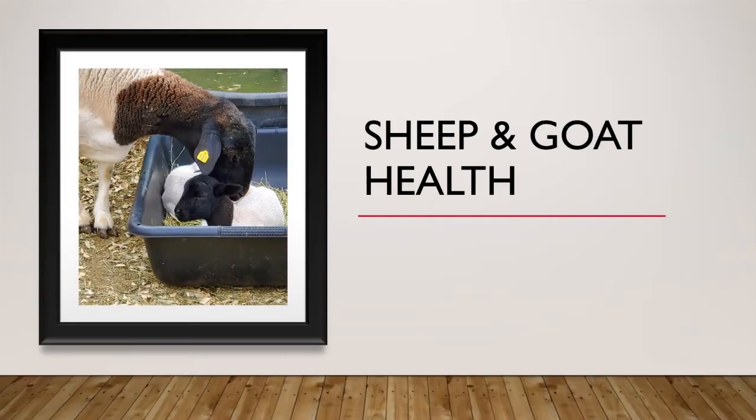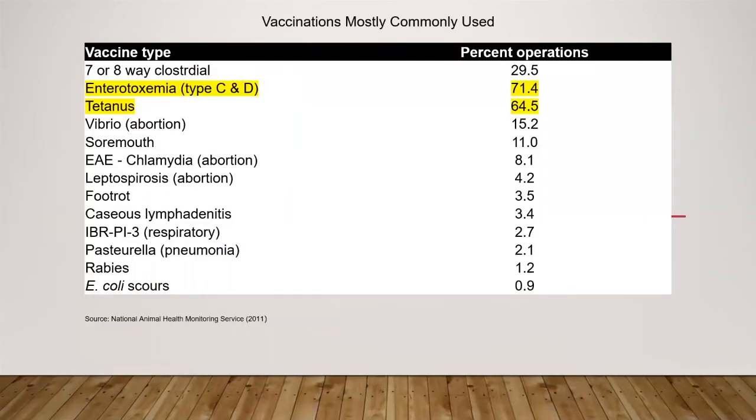Continuing on with our sheep and goat health discussion. After we've talked about our common diseases, and there are a few vaccinations available for them, here's a chart showing the vaccinations most commonly used. You have the enterotoxemia, type C and D, and tetanus highlighted here. That is because it is typically combined as one vaccination, referred to as the CD&T vaccination.